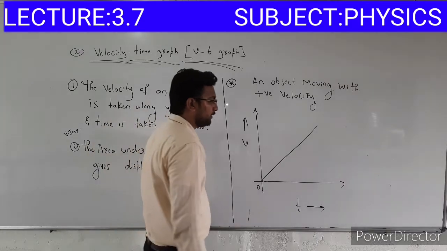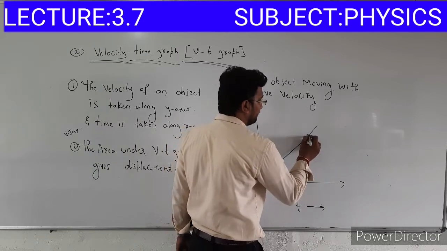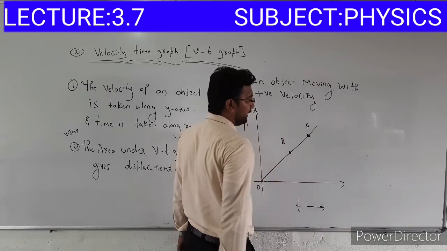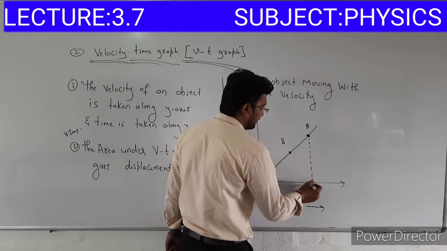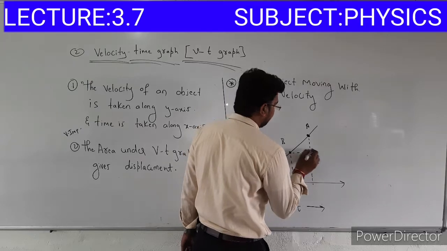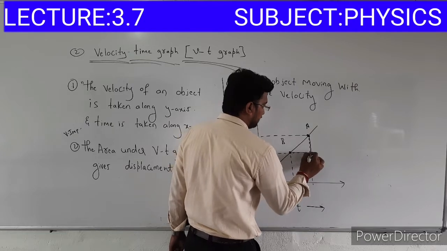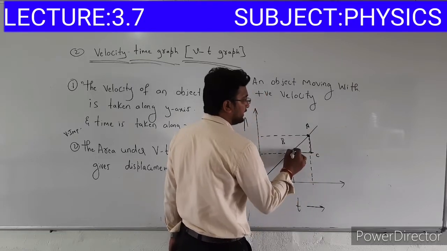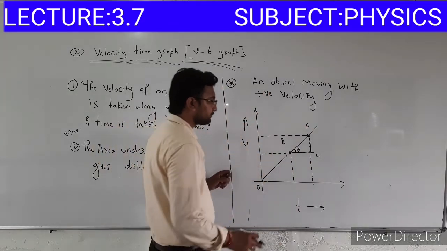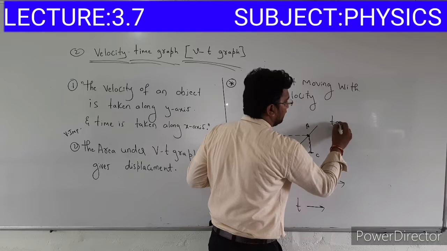Here also we are going to find out the slope of this graph. For that, first we consider a point. This is point A and this is point B. Join A and B to the x-axis, and then draw a perpendicular. This point is C, and this makes an angle theta. Again we are going to find the slope, which we define as tan theta.